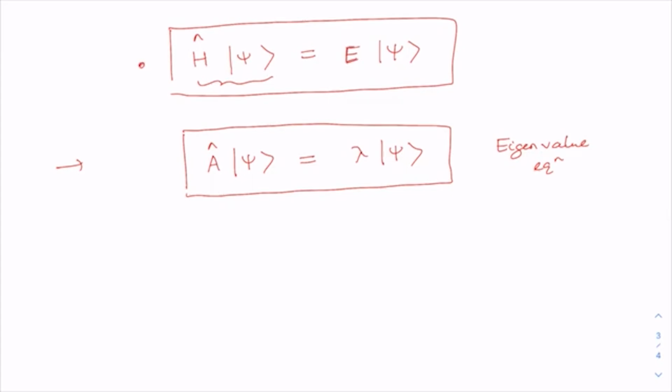It is a well-known textbook problem to show that for the eigenvalue lambda to be real, A has to be Hermitian. This operator A must be Hermitian.